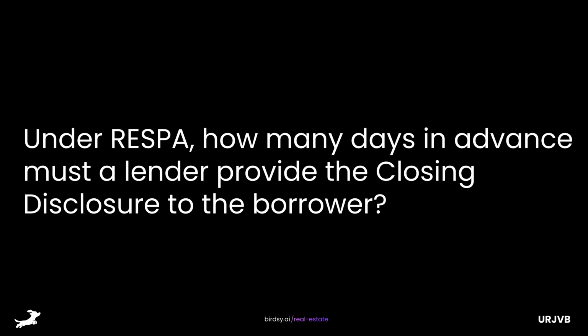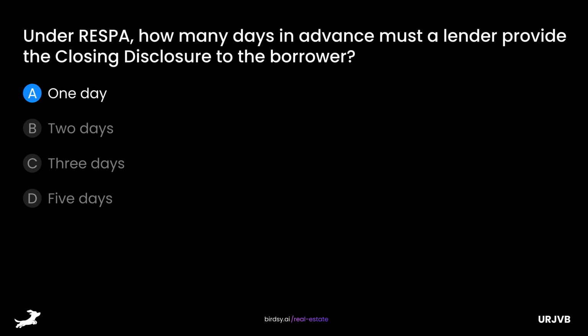Under RESPA, how many days in advance must a lender provide the closing disclosure to the borrower? Is it A, 1 day, B, 2 days, C, 3 days, or D, 5 days?